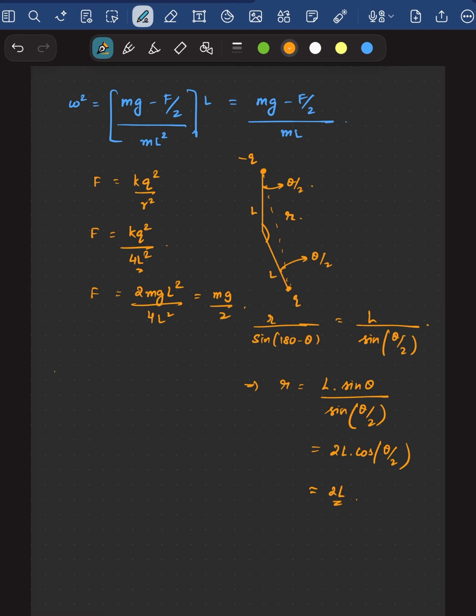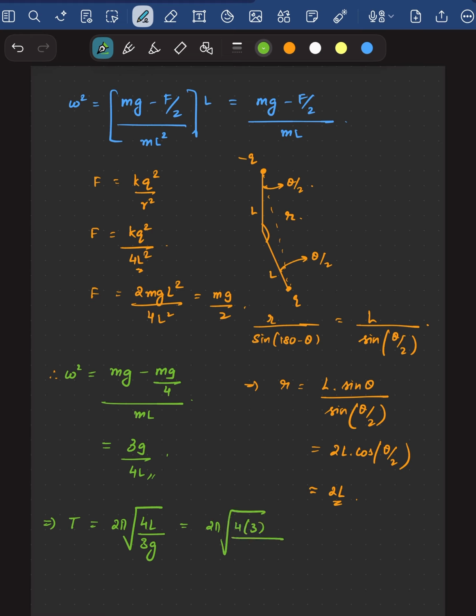Now finding the value of omega squared: omega squared will turn out to be mg minus F by 2, so mg by 4, divided by mL. So omega squared becomes equal to 3g by 4L. Once we know omega, we can find the time period. Time period will be 2 pi by omega, which is 2 pi times the square root of 4L by 3g. Length is given as 3 meters, so 4 into 3. And we can assume g to be pi squared according to this question. So pi and pi squared get cancelled, 3 and 3 get cancelled. We get our answer as 2 root 4, which is nothing but 4 seconds.